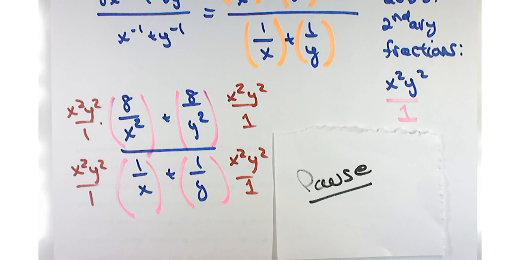These are numerators. So you should have 8x squared y squared over x squared. So, for instance, this multiplies, gives me 8x squared y squared over x squared. That's what I'm thinking about.